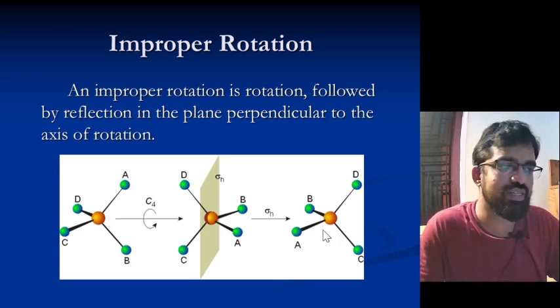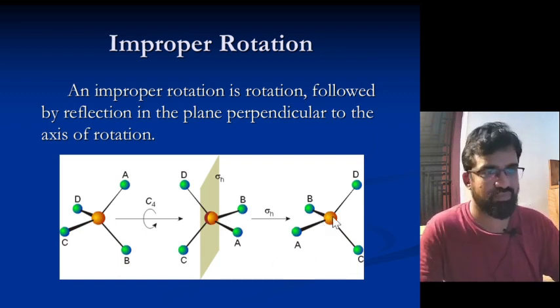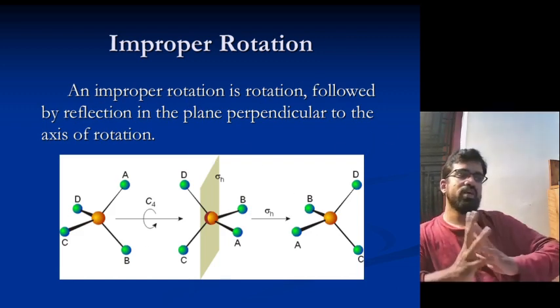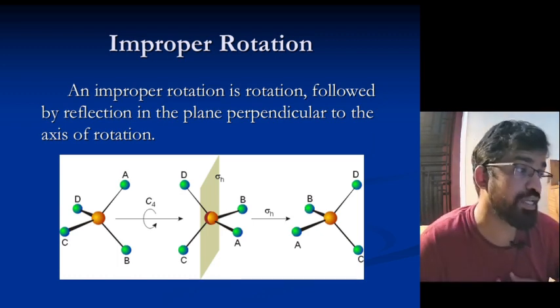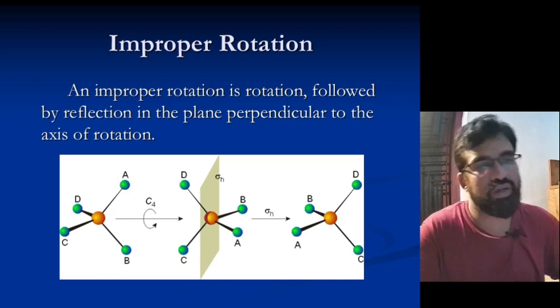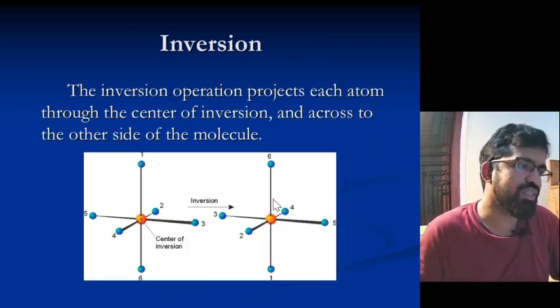So you can say that this is S4. An improper rotation is a rotation followed by a reflection perpendicular to the axis of rotation. It is called improper rotation. Let me tell you one thing here also.